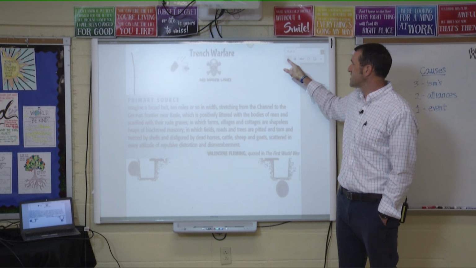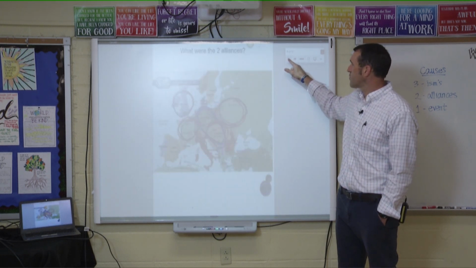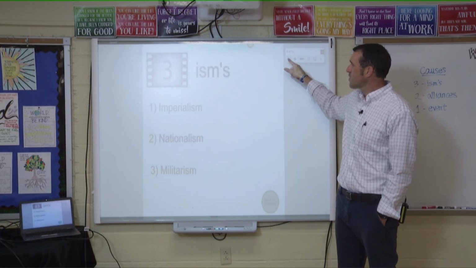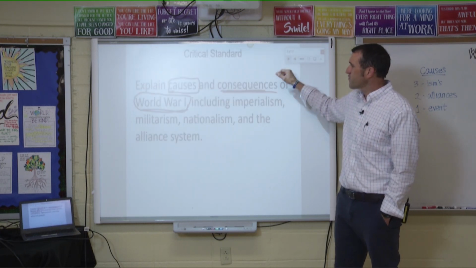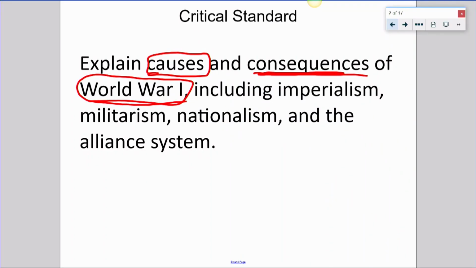Let me come back to this as a matter of review. We looked at the causes, right? 3, 2, 1: 3 isms, 2 alliances, 1 event. We looked at World War I itself, the fighting on the Eastern Front, as well as the Western Front, characterized by trench warfare. Looked at some of the new weapons, some of the fighting that was going on. And then we did look at some of the consequences.